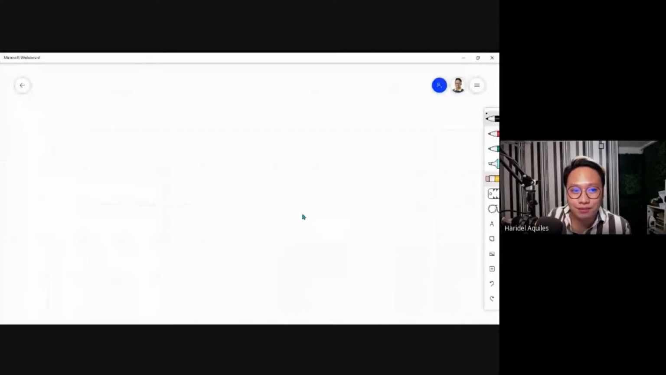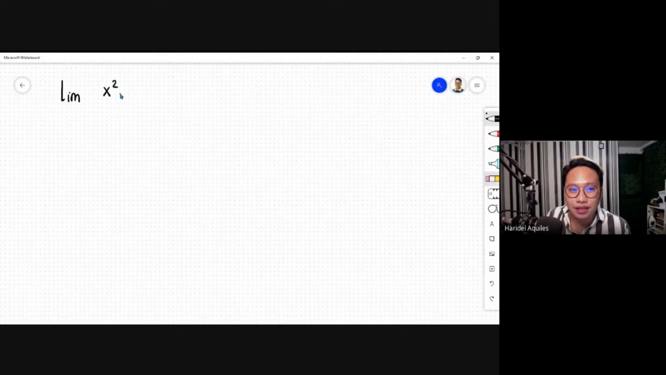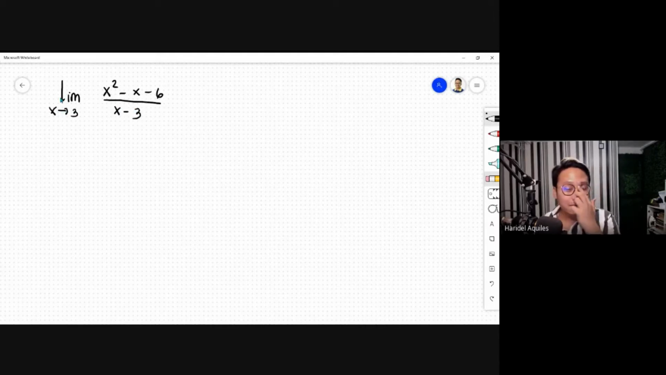So let's start first with the first example. We have limits of x squared minus x minus 6 over x minus 3 as x approaches 3. Now, you might be thinking that we can just immediately substitute the value of x equals 3 in this case. Unfortunately, we can't because that would give us a 0 denominator. Remember, we can't allow that to happen. By the way, this is an example of rational function.